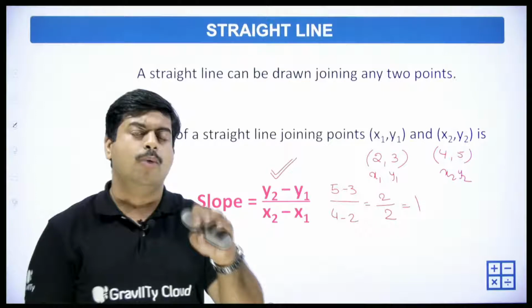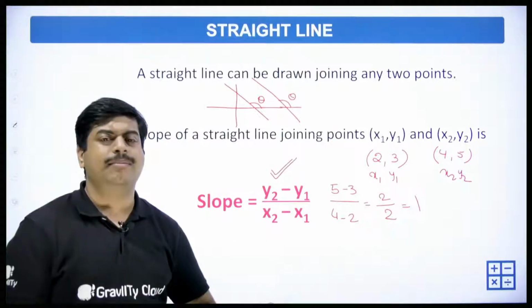Every line which has the same slope, we can say these 2 lines are parallel. They have the same orientation, which means they should have the same slope. The line through 2, 3 and 4, 5 has slope 1. If some other line also has the same slope 1, we can say those 2 lines are parallel. So to check whether lines are parallel, it is enough to find the slope of the lines, right? Next one. Find the slope of the line passing through the points 4, minus 8 and 5, minus 2.